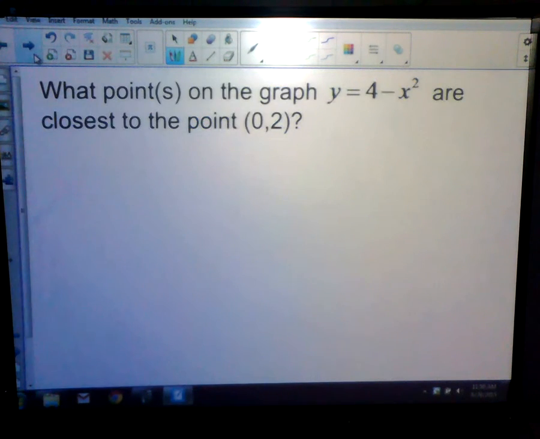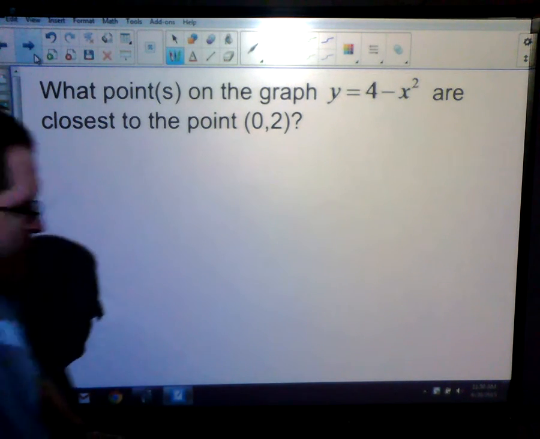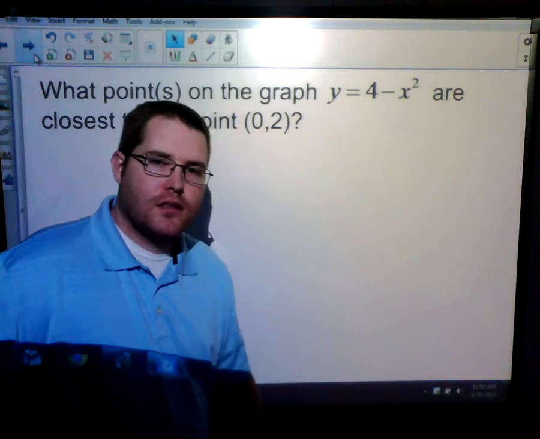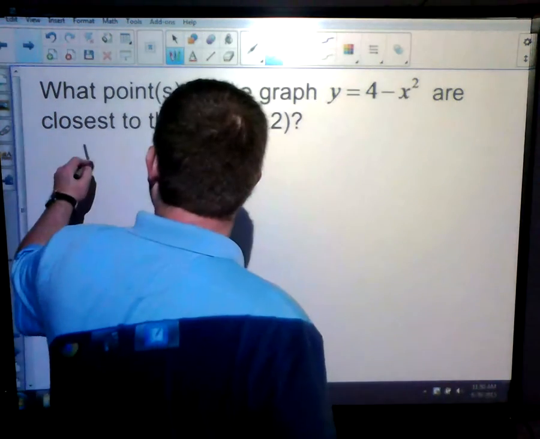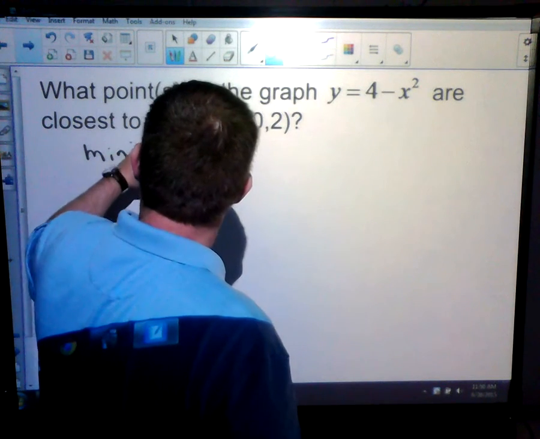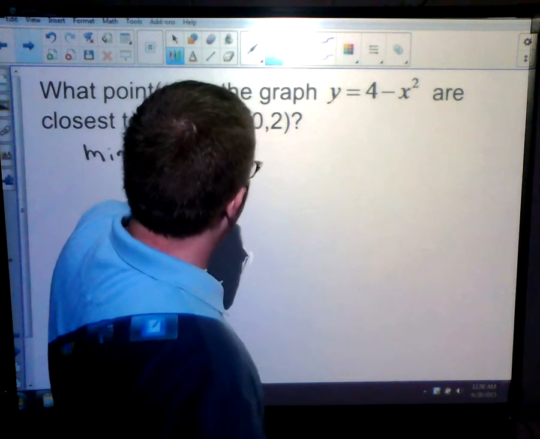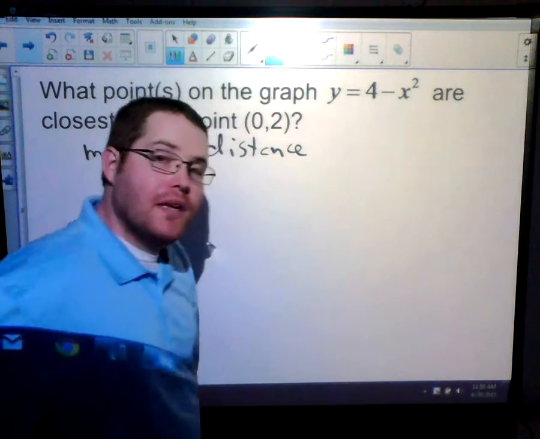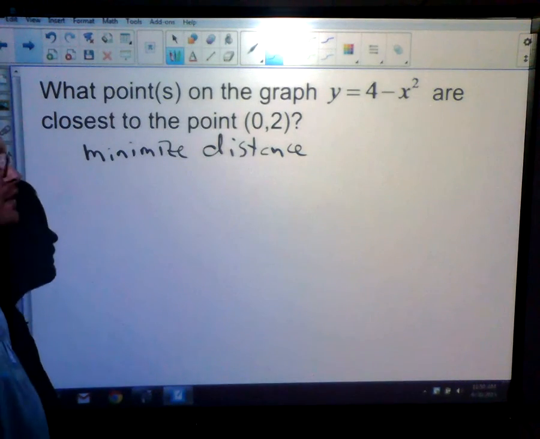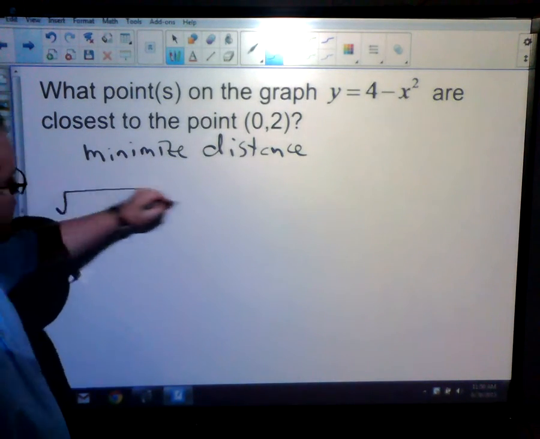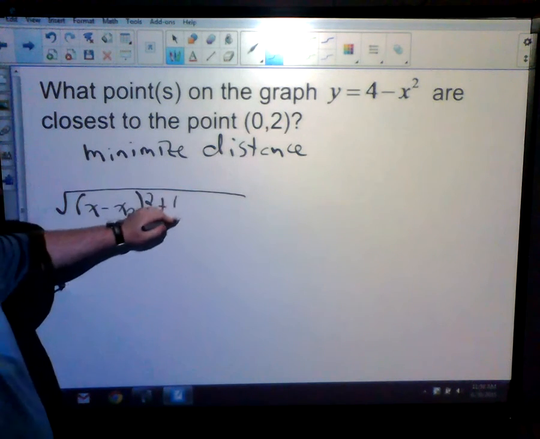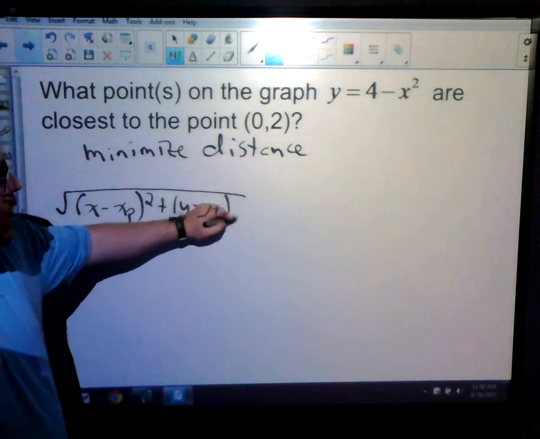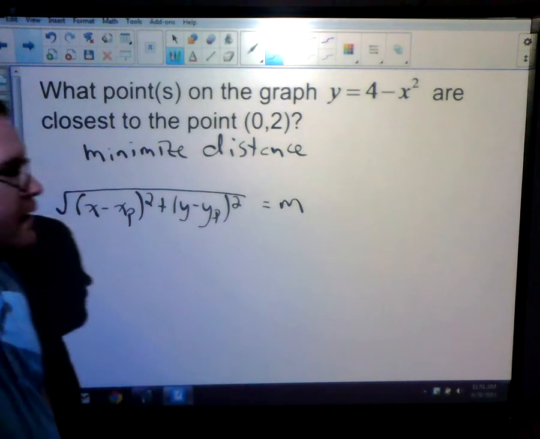Let's keep going. What points on the graph are closest to the point 0, 2? What are you trying to minimize here? If you're trying to get the closest, you're trying to minimize. I want to minimize distance. Well, what's the distance formula? It's x minus xp, quantity squared, plus y minus yp, quantity squared, is what I want to try to minimize.